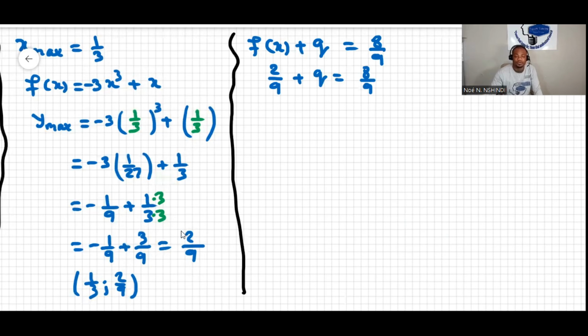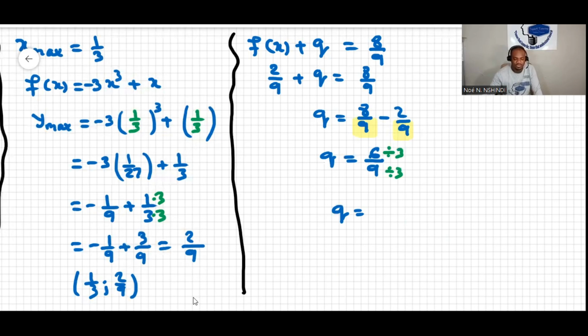Now, to find the value of q, I can just move the 2 over 9 over. So q will be equal to 8 over 9 minus 2 over 9. When the denominators are common like this, we can do 8 minus 2, which is 6 over 9. We can simplify by dividing the numerator and denominator by 3, and this is equal to 2 over 3. So that's the value of q.